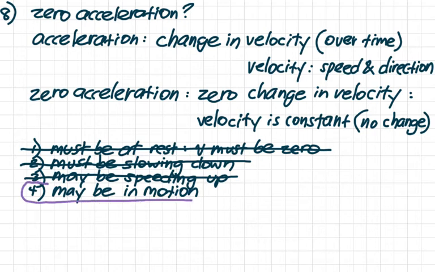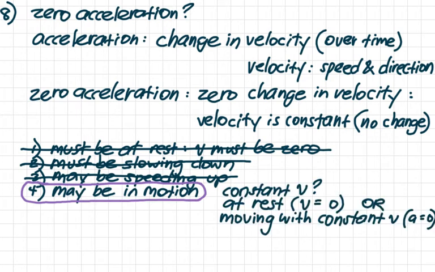It may be in motion, which sounds kind of general and vague, but it does work. If you have no change in velocity, then two things could be true. If your velocity is constant, two things could be possible. Your velocity could be zero, you could be at rest, which if you're at rest, your velocity is constant at zero, or you could be moving, but with a constant velocity. So choice 4 is right. You may be in motion. You may be at rest, or you may be in motion. But yeah, it is choice 4.